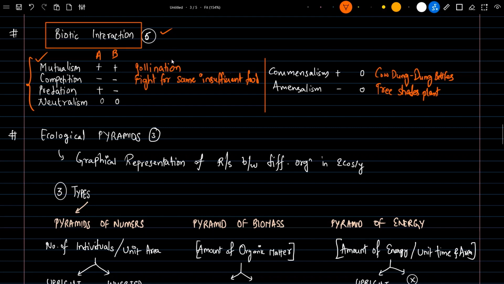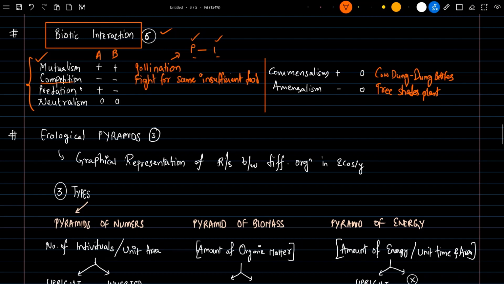Example, pollination. During pollination, the plant is benefited, and the insect which transfers the pollen grains from one plant to another is also benefited. So both are benefited. Plant is benefited, insect is benefited.